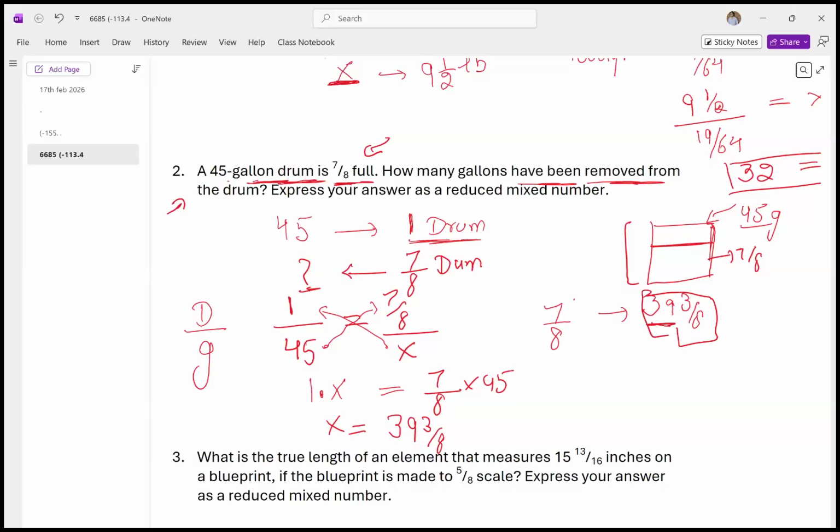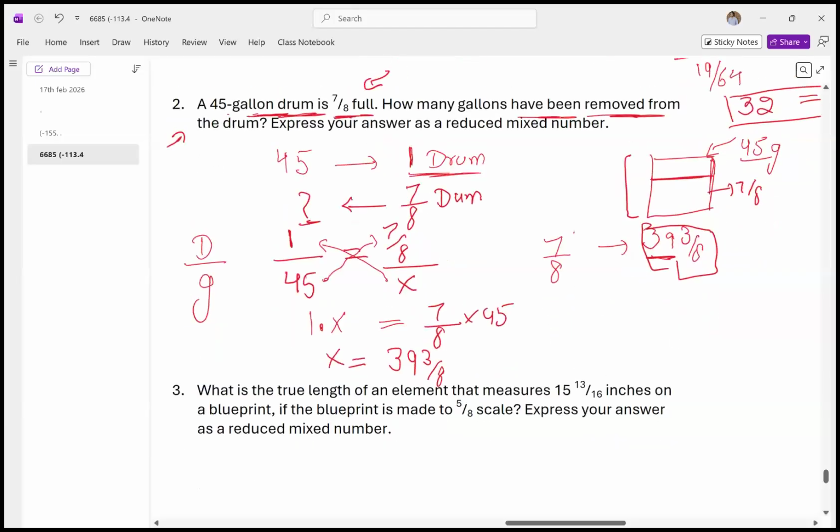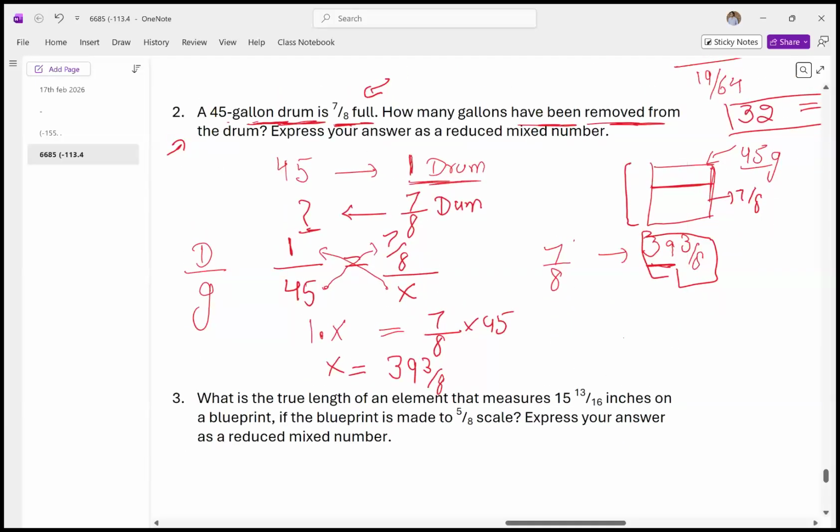Okay, and then how much is unfilled? So 45 minus 39, 3/8, that is the unfilled quantity. Now I know you can solve this question in an easier way also. If you want to do it that way, go ahead and do it. I will highly encourage you to keep doing the way you wanted to do.